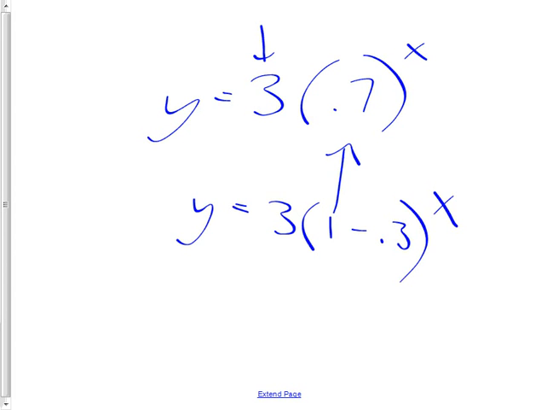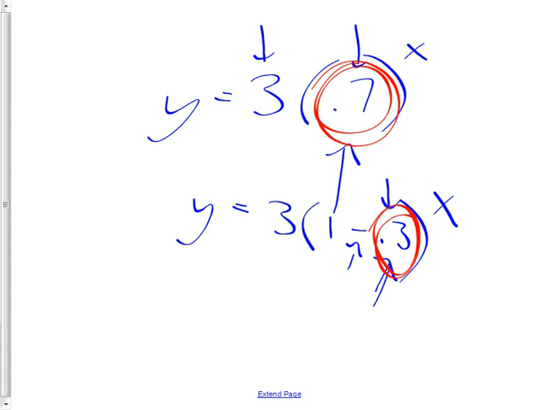And why is it smarter to write it like this? Because now you know that it's decay of 30%. It is not 70% decay. See, the 0.7 might make you think that. It's 30% decay. But if they ask for the growth or decay factor, this is the factor, 0.7. This is the decay rate, 30%. Two different things. I know that's confusing. This one's the decay rate. This one's the factor.